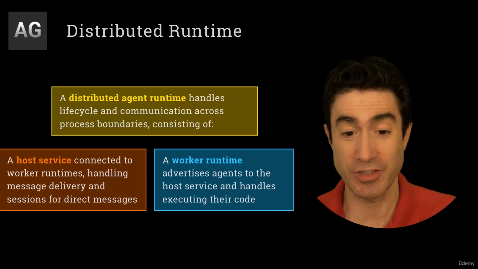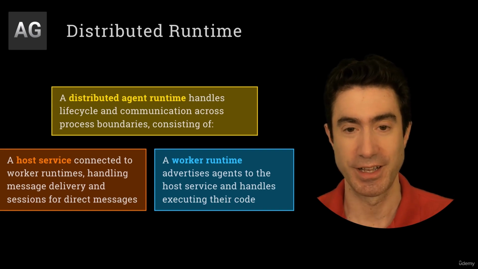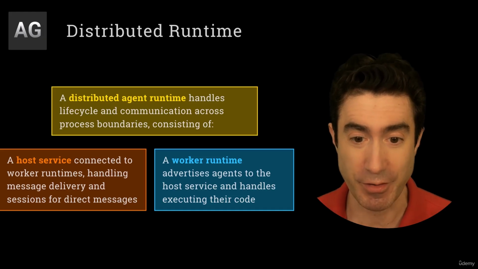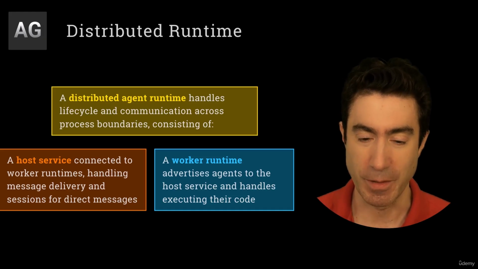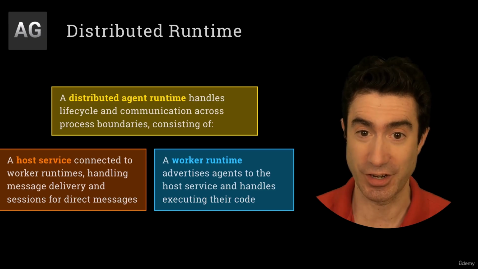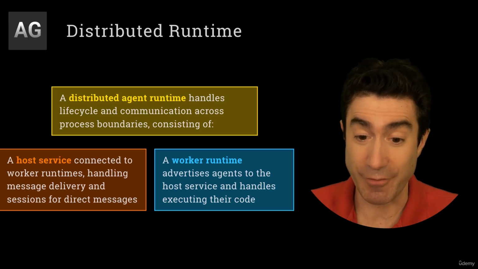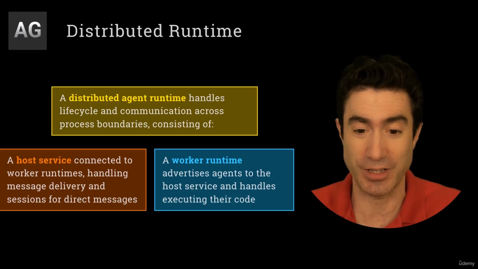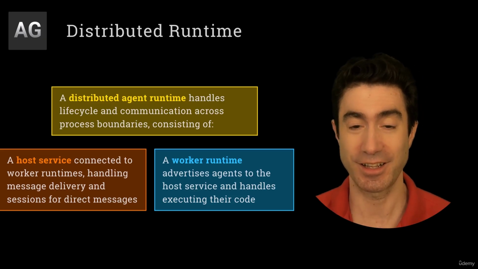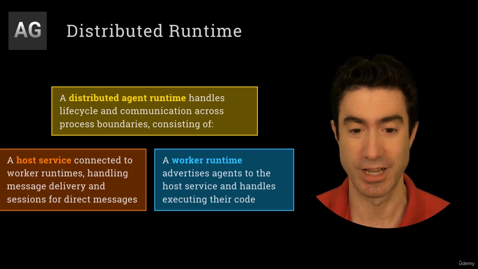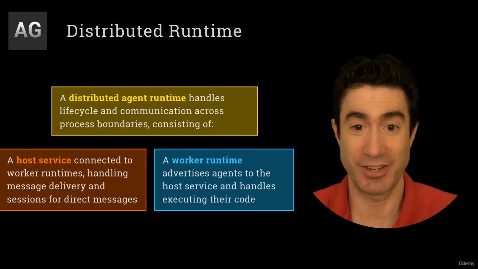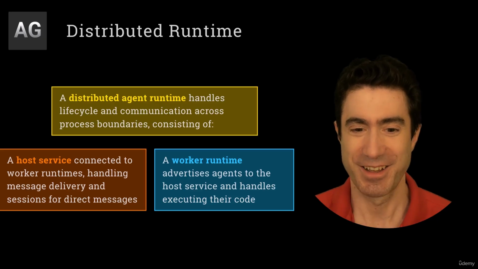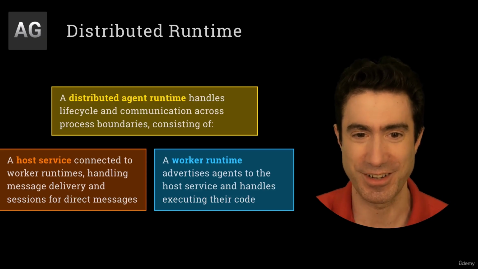And then the other concept here is a worker runtime. That is the runtime that we can treat much as we treated the runtime in the single-threaded case. It will be able to manage different agents. It will have different agents that are registered with it. It will advertise the agents it's got to its host service, so the host service knows what it's got. And it will actually handle, of course, executing the code. The worker runtime has the agents, which themselves are delegates for something that does something, and that will be handled by the worker runtime.